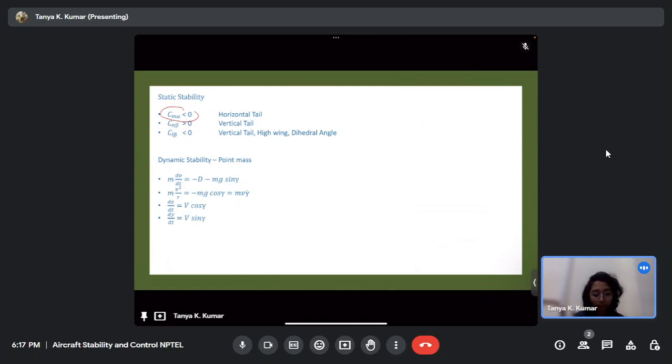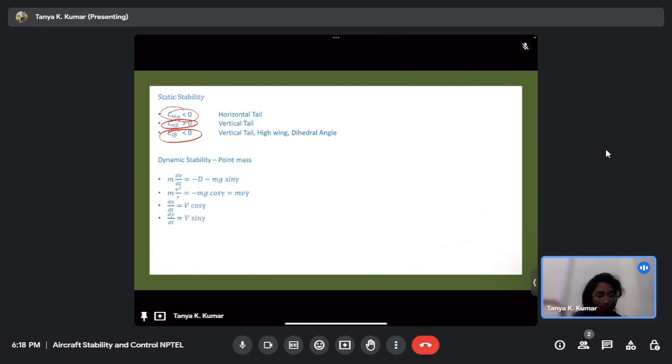What is the structure of an aircraft that contributes towards this? It's the horizontal tail, which gives you an inherent ability to come back to its equilibrium position when it's disturbed in the longitudinal sense. For the lateral case, the only condition is that Cn beta should be greater than 0. The structure that contributes is the vertical tail. For the directional case, Cl beta should be less than 0. These are the only three conditions required for static stability: longitudinal, directional, and lateral.